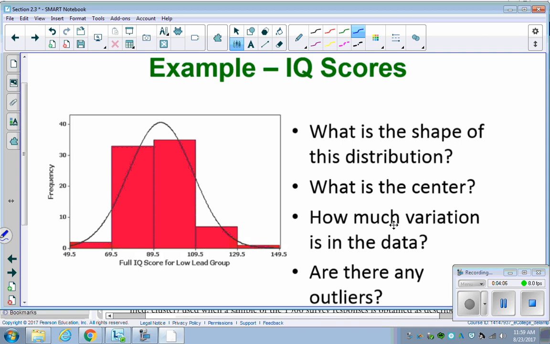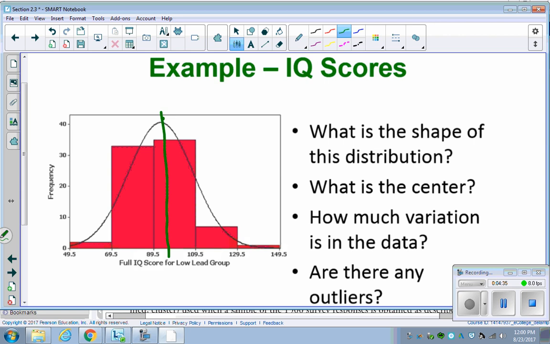So the center looks like, let me get a different color here, looks like the center would be right about here at the top, wouldn't it? That looks about center of the curve that's superimposed. So we know it's bigger than 89.5 and it's less than 109.5, and I already told you it's right about 100, so you can see that superimposed on that.